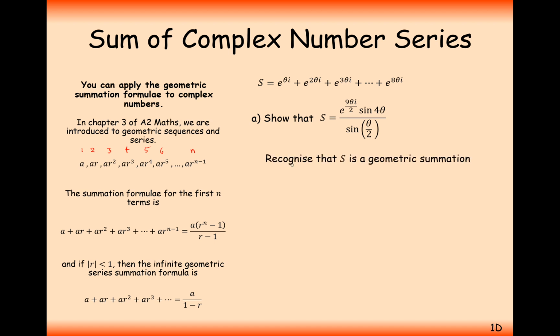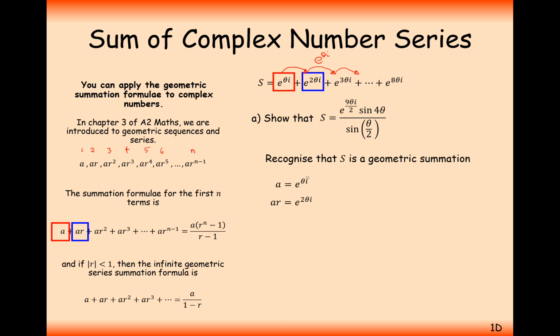Well, the first place we'd start is we'd recognise that s is a geometric summation. You can see here that the ratio between the terms in this geometric sequence is e to the theta i. We're multiplying by an extra e to the theta i each time to increase the index by 1 theta i each time. So in this expression, the first term in the summation is a, so we're going to set a equal to e to the theta i.